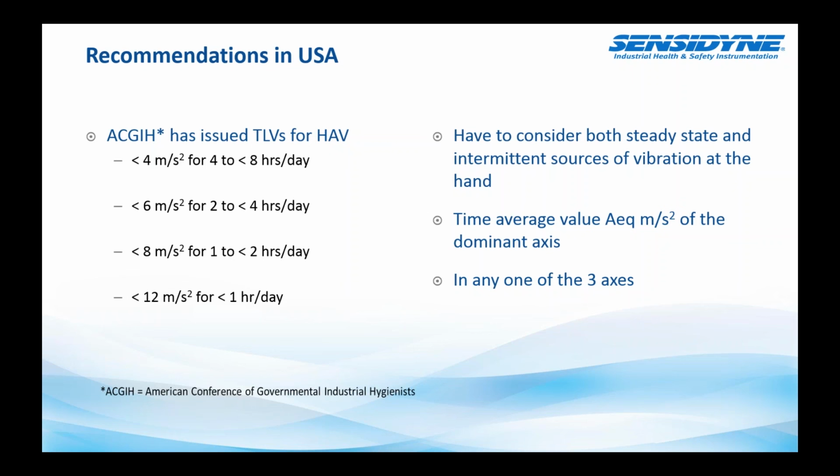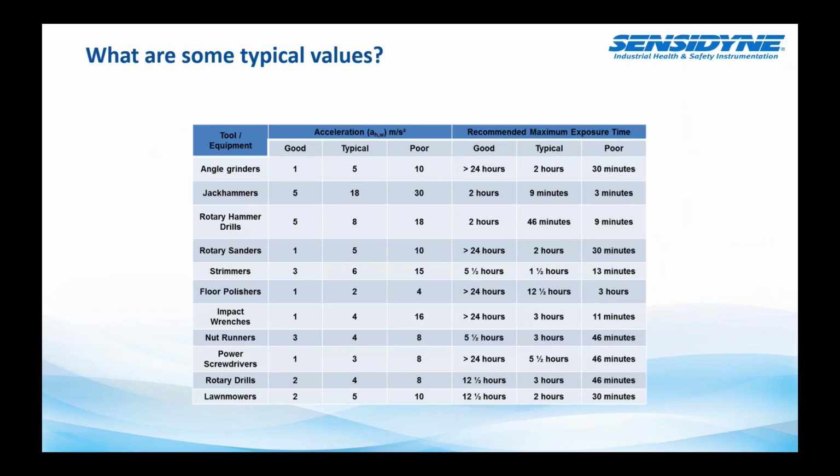So what do we measure if we do these sorts of things? What values do we see? Well, we see the tools down the left-hand side. We see some typical acceleration values for a good condition tool, a typical condition tool, and a tool in very poor condition, one that hasn't been looked after. And you can see the recommended maximum exposure times here. So let's just choose something, table here. Impact wrench, a typically looked after impact wrench shows us that that's going to produce somewhere around 4 meters per second squared. So a worker would be up to their maximum exposure time in just 3 hours using that particular tool if it wasn't really looked after very well.